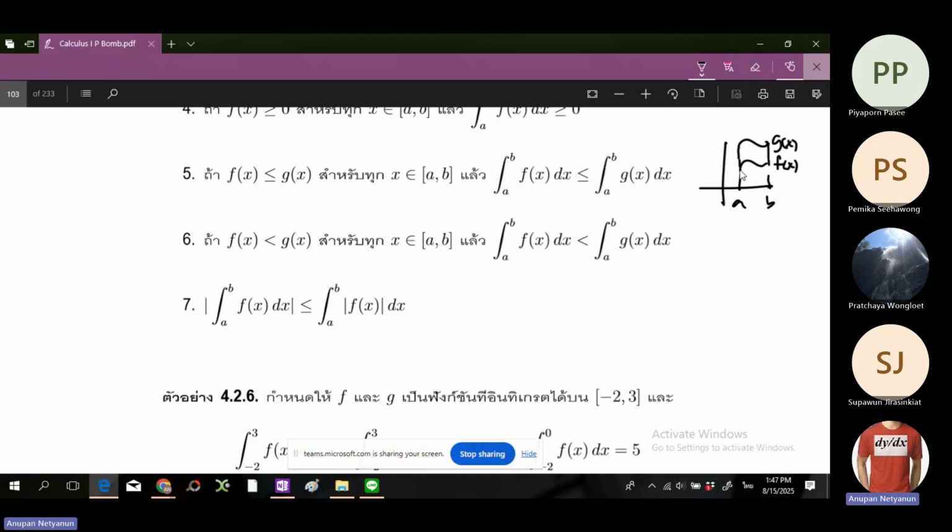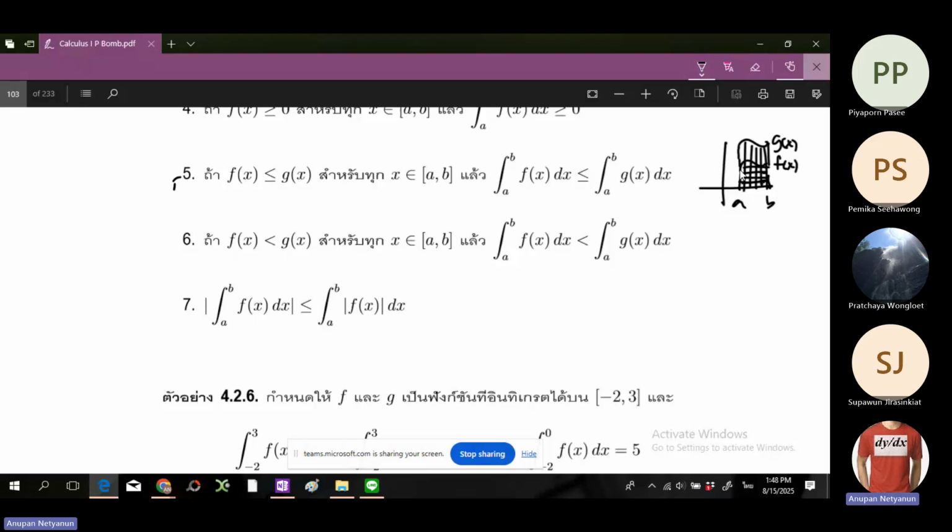Now the integral from a to b of g, since it's higher, means it has more area. This one, f of x, is below, so the area under f has to be less. So it has less area, but they can be equal, because if they are equal, the integrals should be the same.